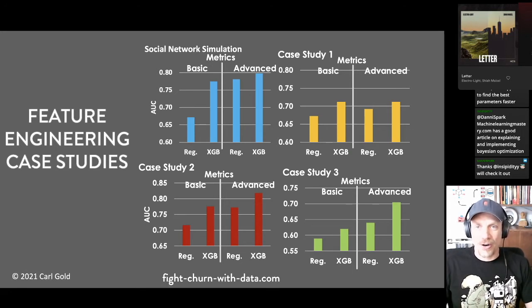Lastly, in case study 3, once again, pretty similar to the standard finding, regression with advanced metrics is a little bit better than XGBoost with basic metrics. And of course, the best accuracy, well, not of course, but as usual, the best accuracy is XGBoost with advanced metrics, or using feature engineering to improve over only your basic metrics. So those were case studies in feature engineering with XGBoost and regression.